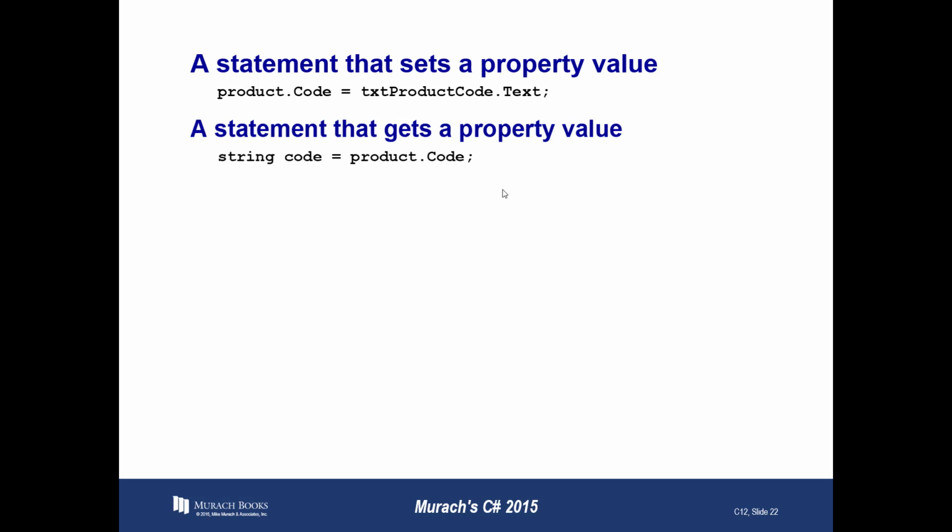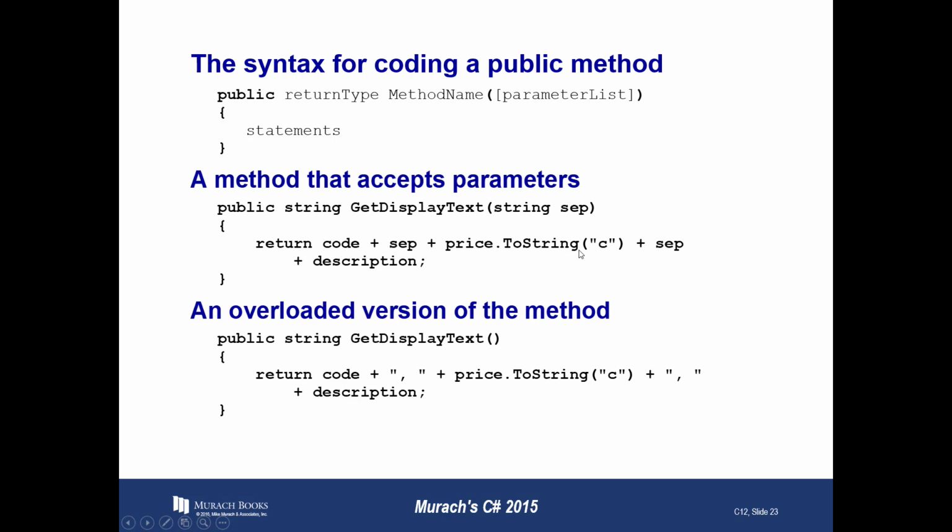Now notice with the getters and setters, you've got a statement that sets and a statement that gets. All right. When you're setting, what you're working with, the product's code, is on the left-hand side of an equal sign. When you're getting, it's on the right-hand side of an equal sign. All right. So they talk about public methods. We already looked at this one.